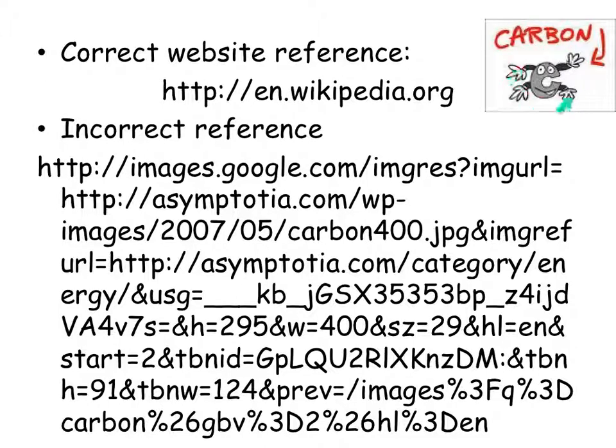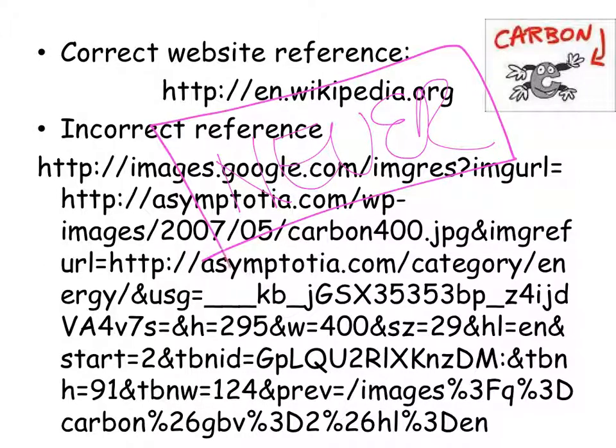Let's say I wanted to reference this picture over here. The correct reference for it is wikipedia.org, and maybe I could even put the page that I went to. This picture was not referenced like that. Google is never a reference. Never, ever, ever do you use Google as a reference, because Google is a search engine and not a reference.